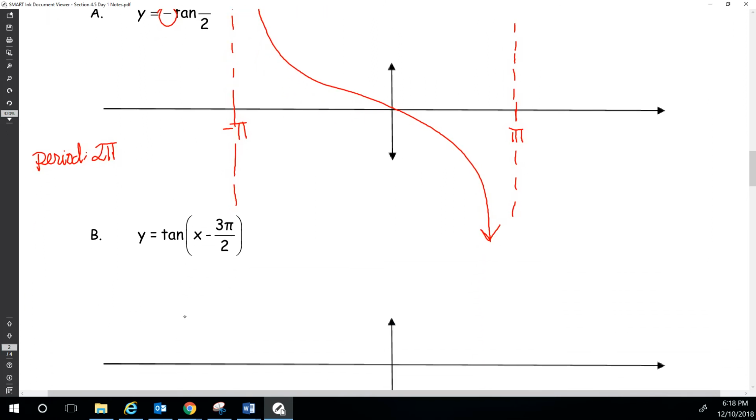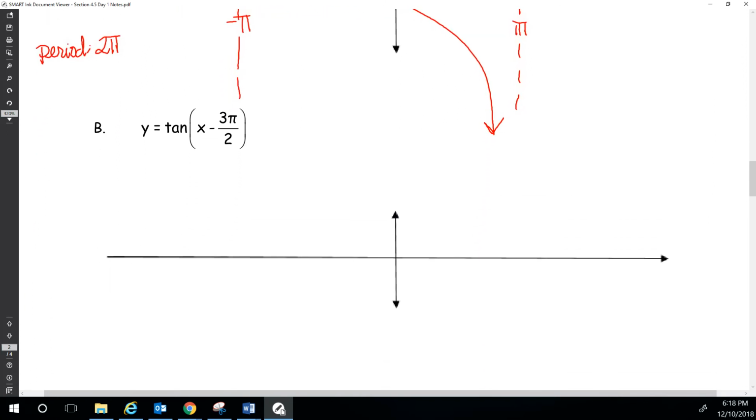All right, for B, we're going to start low, end high, because I don't have a reflection, but I do have a phase shift. So typically we would be at negative pi over 2, and then we go through 0, and then my other asymptote would be at positive pi over 2. But this is saying take all those numbers and not subtract 3 pi over 2, but add 3 pi over 2. So for my vertical asymptote, my intercept, my other vertical asymptote, we want to add 3 pi over 2.